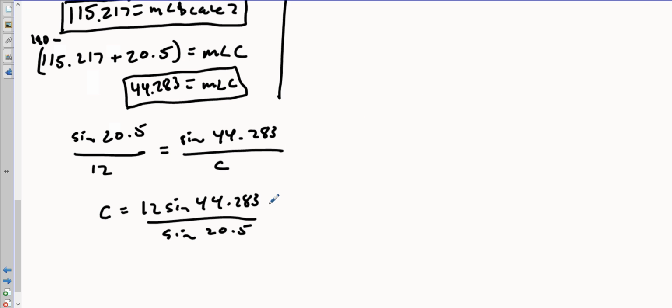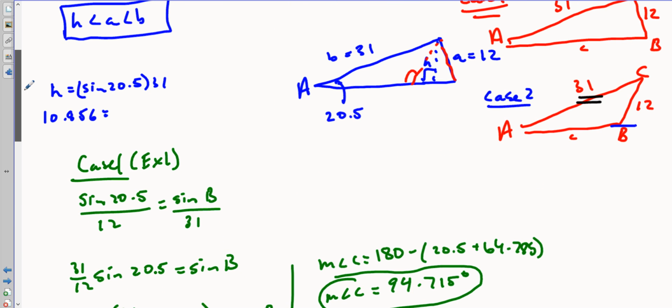23.924. All right, so we go over here. 23.924 is our side length for C. And that is for case 2. That's what we have there.